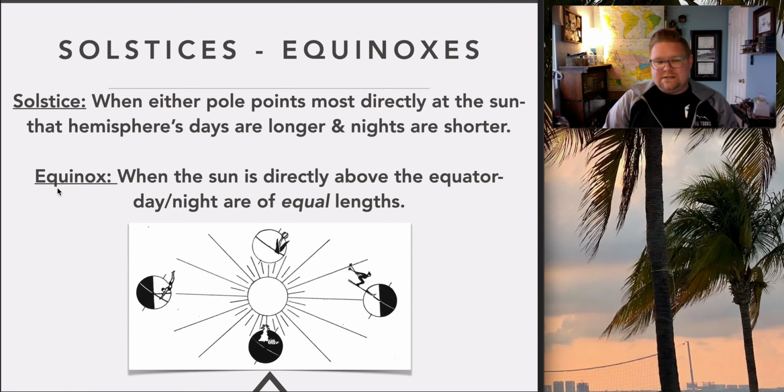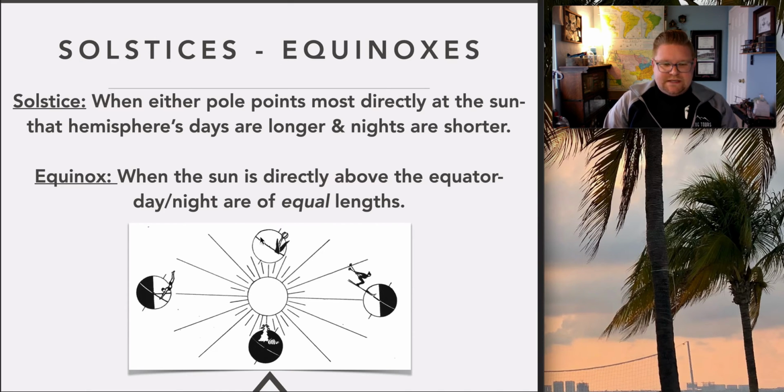An equinox is equal, meaning that everything is equal. The sun's rays are perpendicular at the equator. You receive equal amounts of daylight and darkness. So you have 12-hour days, 12-hour nights. Everything is equal at the equinox. So again, this is a diagram from the 1950s. I thought it was kind of cliche, but I love it.